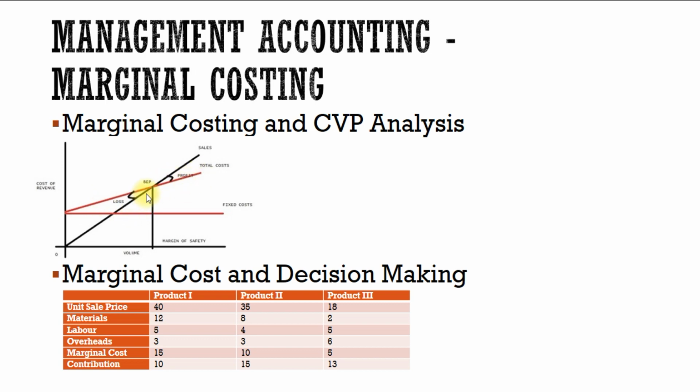Where the total cost intersects the sales, at that point is the break-even point. And the angle of incidence after that is profit, and on the left side of the margin of safety, that is loss. So BEP is the intersection point of total cost and sales. So this is one form of cost volume profit analysis.